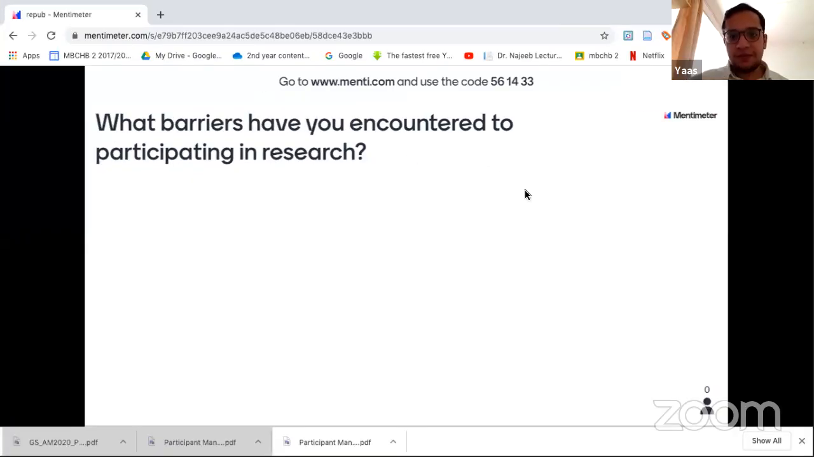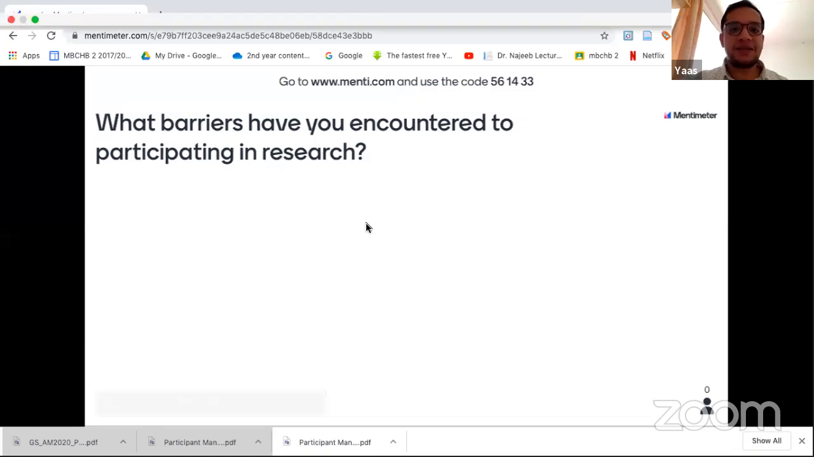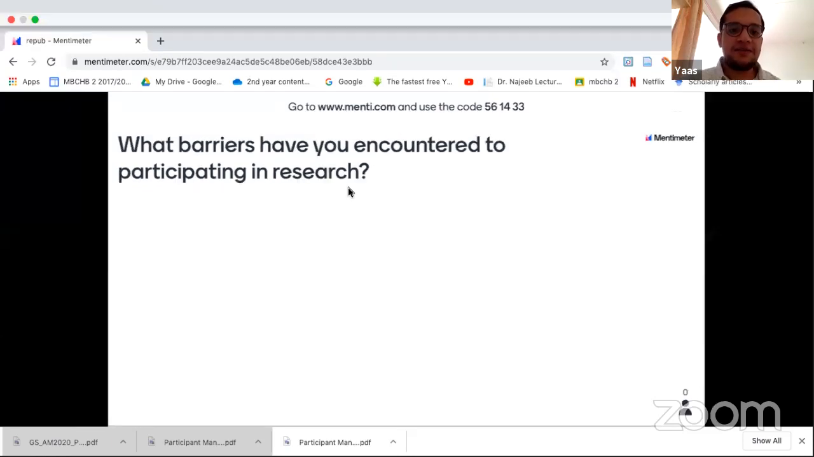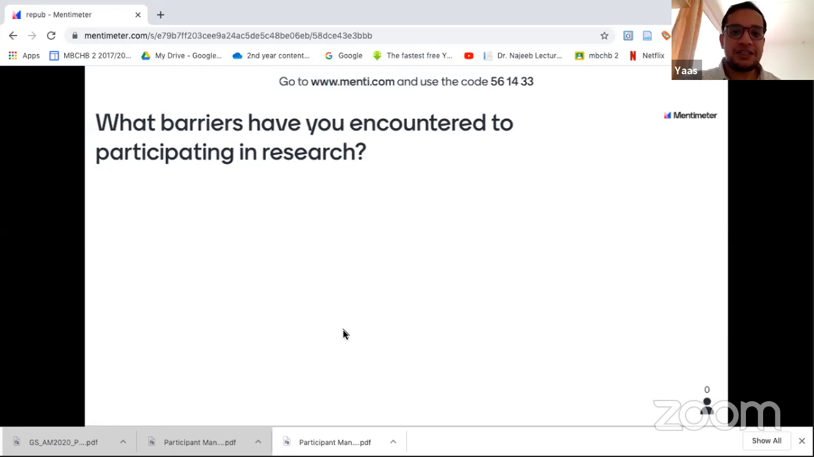Go to www.menti.com and use this code 561433 and tell us what barriers you have encountered to participating in research. Just enlighten us, even if it's a thought barrier. Tell us any barriers that you as a person or as an undergraduate student have faced in research. So go to menti.com and type the code 561433.